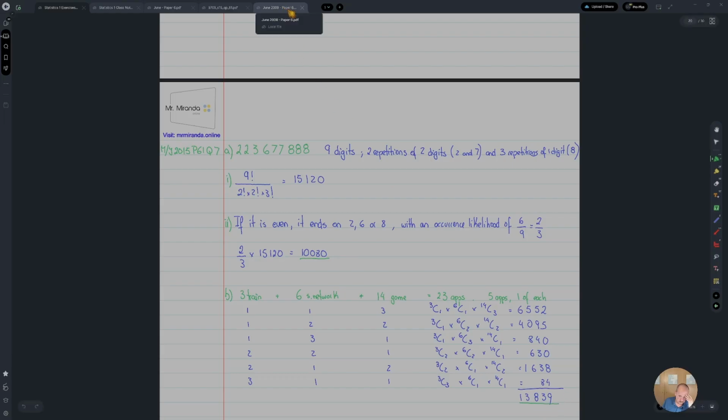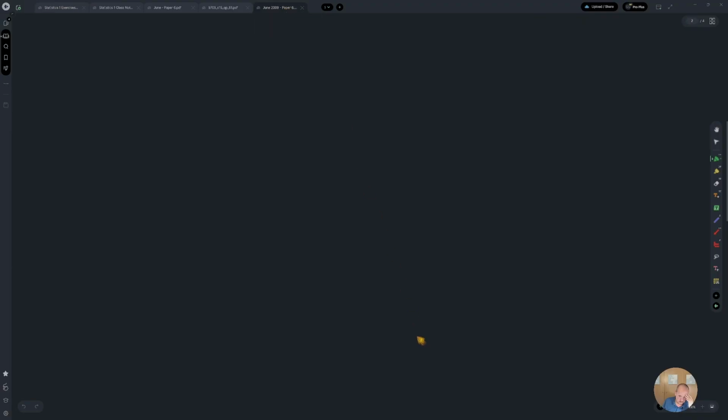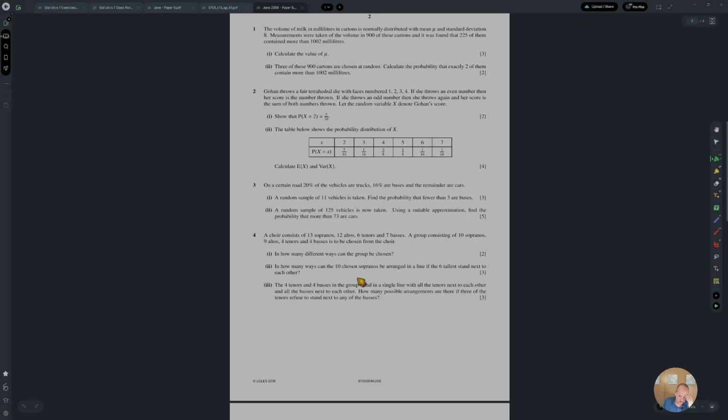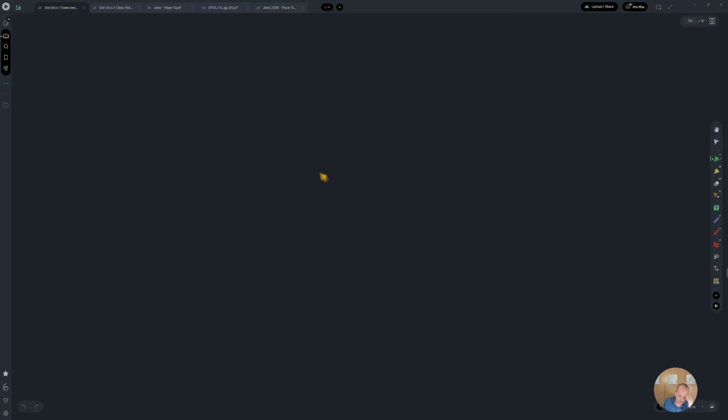Last exam question is from a June 2009 paper 6, and this is question 4. And it says a choir consists of 13 sopranos, 12 altos, 6 tenors, and 7 basses. A group consisting of 10 sopranos, 9 altos, 4 tenors, and 4 basses is to be chosen from the choir. In how many different ways can the group be chosen? Okay, so this is what you start with. This is what you want.